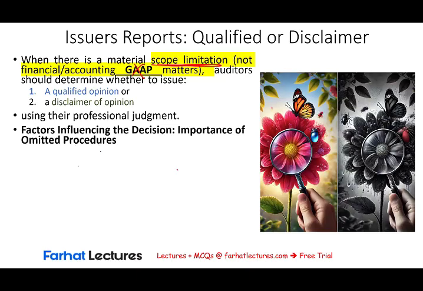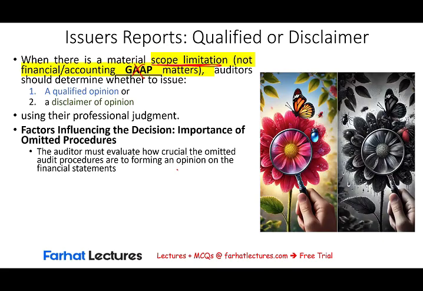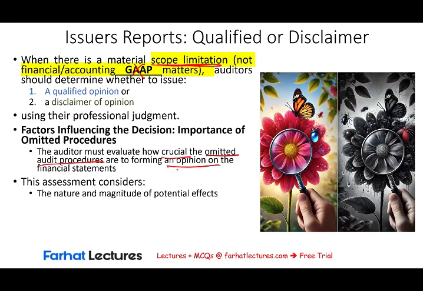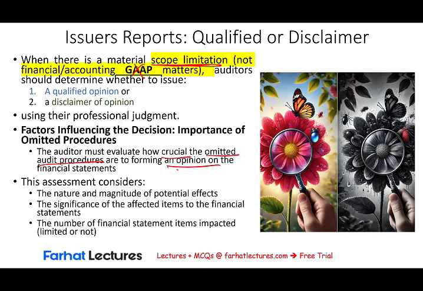For example, if you have inventory, you have to physically count the inventory. If that procedure is omitted, how important, how severe is that? Or if you cannot confirm accounts receivable. So the auditor must evaluate how crucial the omitted audit procedure is. Simply put, you cannot perform a step in collecting evidence informing this opinion. How severe is that? When you assess this, you would assess the nature, the magnitude of the potential effect, the significance of these omitted procedures to the whole financial statement, and the number of financial statement areas impacted.